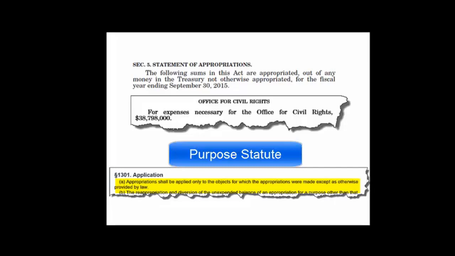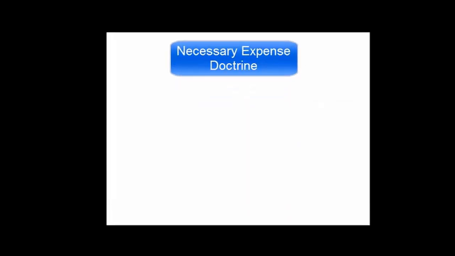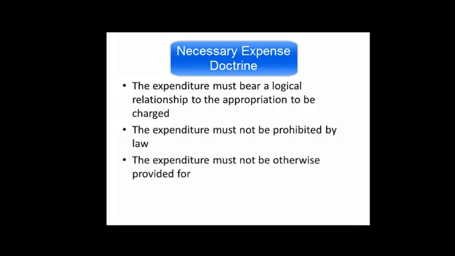So, how do we determine the authorized purpose for appropriated funds? It's important to note that the purpose statute does not require that every item of expenditure be specified in the appropriation language. But there has to be a reasonable way to determine purpose. This reasonable approach, called the necessary expense doctrine, is a three-part test. The expenditure must bear a logical relationship to the appropriation sought to be charged. That is, it must make a direct contribution to carrying out an authorized agency function. The expenditure must not be prohibited by law, and the expenditure must not be otherwise provided for.